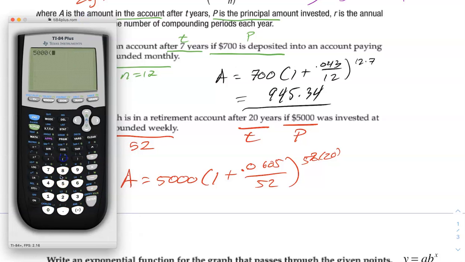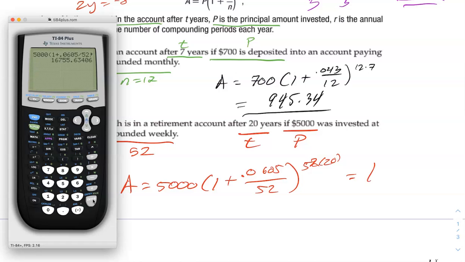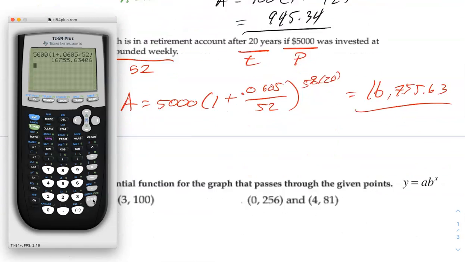5,000 times 1 plus 0.0605 divided by 52, to the 52 times 20. I need a multiplication in there somewhere. There we go. And I get $16,755.63. It's almost triple the money. You have to wait like 20 years for it though. So that's how you use compound interest.